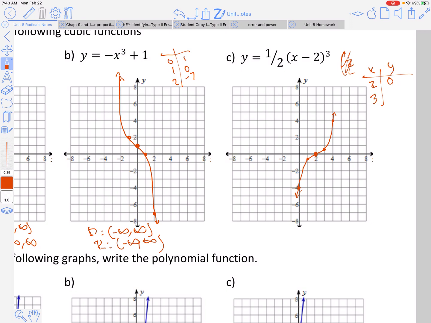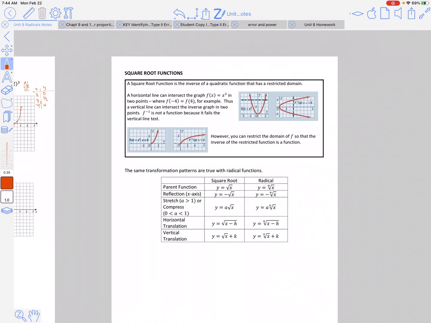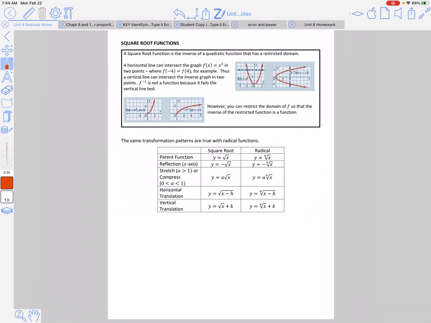So 3 minus 2 is 1, 1 cubed is 1, 1 times 1/2 is 1/2, and again, kind of did a reflection there. Then I plugged in a 4, 4 minus 2 is 2, 2 cubed is 8, and then 8 times 1/2 is 4. So at 4, it was at 4, and you can see at 0, it's at -4, so I just reflected that. All right, quick few more examples.